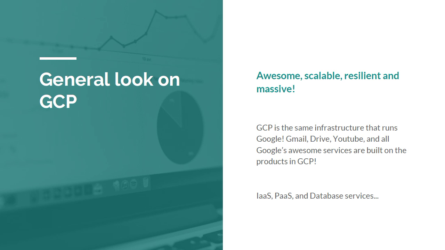So basically GCP offers infrastructure as a service and platform as a service and database services as well. I'm mentioning database services separately here, even though they can be classified as platform as a service, because we're focusing on database here. We're going to take a look at two main offerings in the database services in GCP. One of them is BigQuery and the other one is Data Studio.